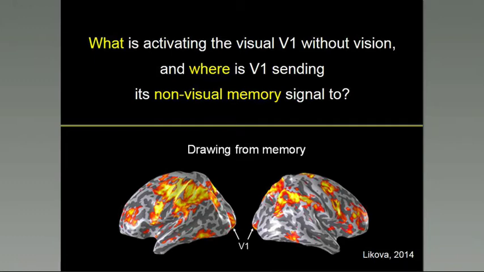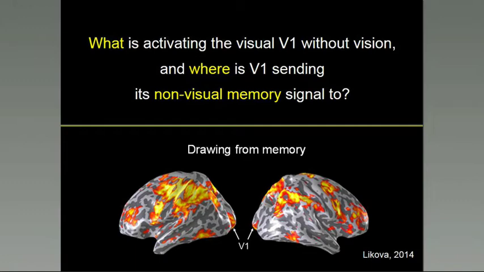Well, this was an exciting finding that drawing can help us answer very fundamental scientific questions. It, however, opened even more challenging questions. So we went on to ask, what is activating this visual area without any vision? And where is this visual area sending this non-visual, not even sensory but rather memory, signal, to which other parts of the brain? These are really important questions in science because they concern our very understanding of principles of brain architecture.